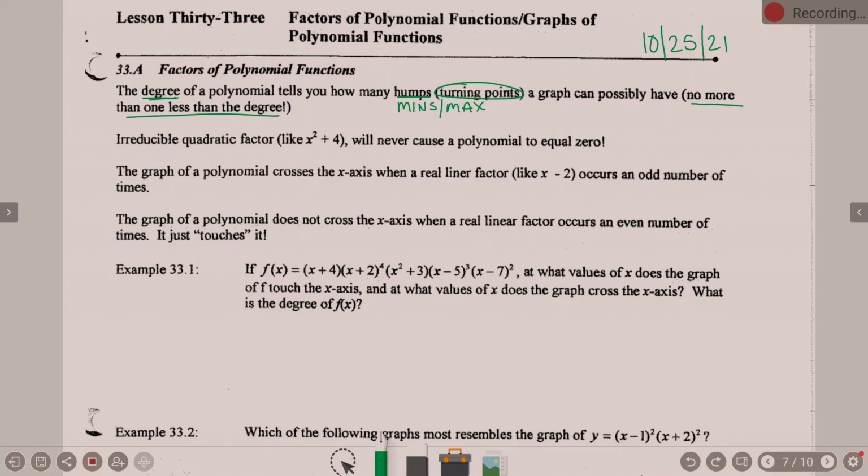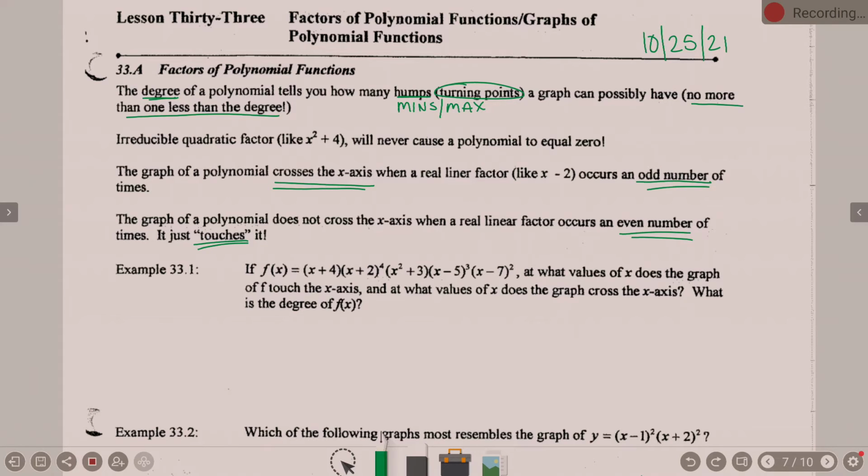The graph of a polynomial crosses the x-axis when a real linear factor, such as x minus 2, occurs an odd number of times. Do you remember talking about that? We would have talked about that in pre-cal. So it crosses the x-axis when it has an odd power. Something like x minus 2 would cross at x equals 2 as long as it's raised to an odd power. The graph of a polynomial does not cross when a real linear factor occurs an even number of times. It just touches. So that would be the location of a min or a max.